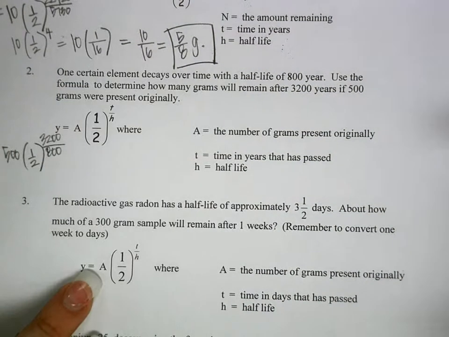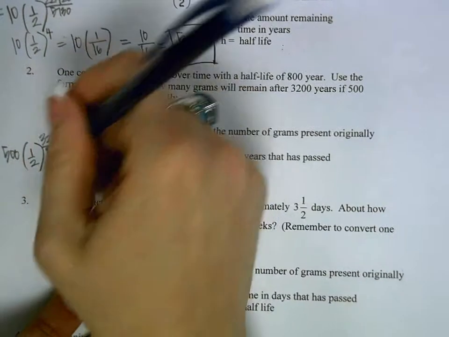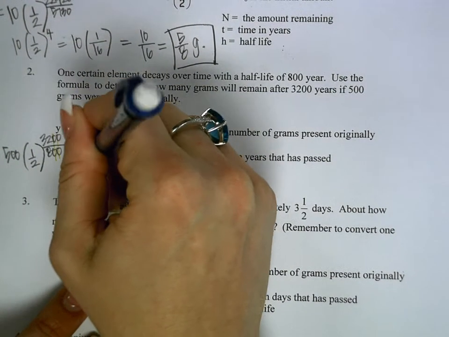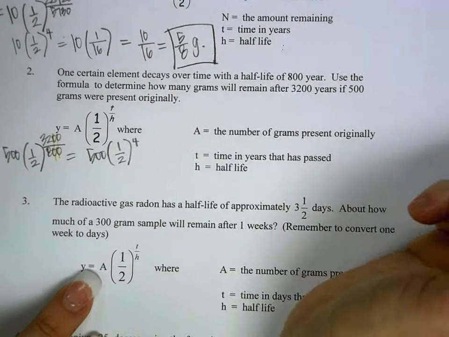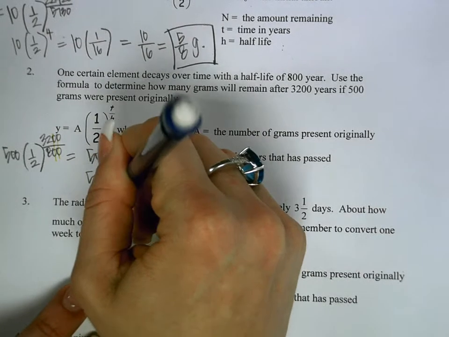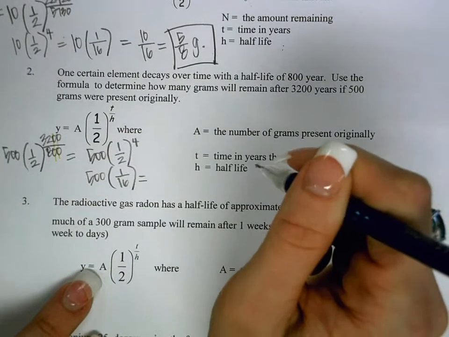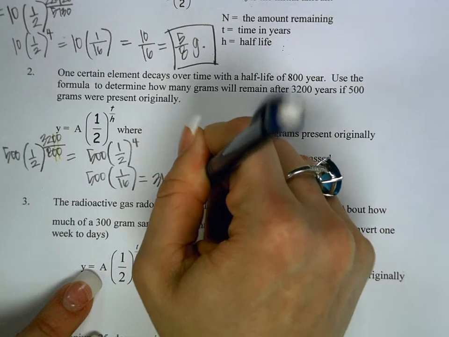Now, you do not need to use a calculator for this. The zeros cancel. What's 32 over 8? 4. Okay, so 500 multiplied by 1/2 to the 4th power. What is 1/2 to the 4th power? 1/16. If you multiply those together, you should get 31.25 grams.